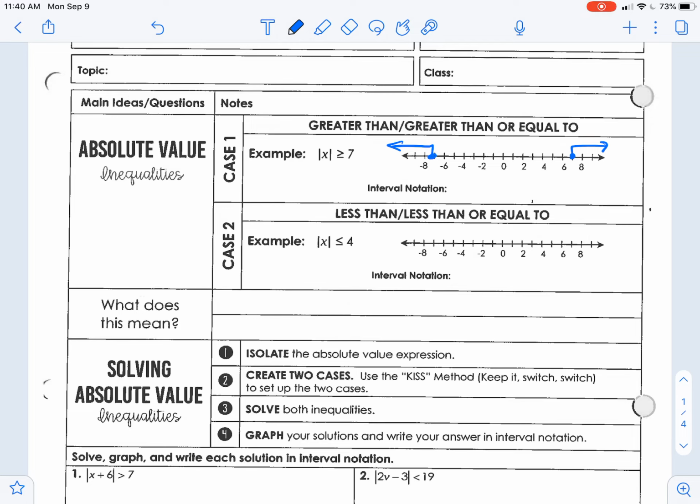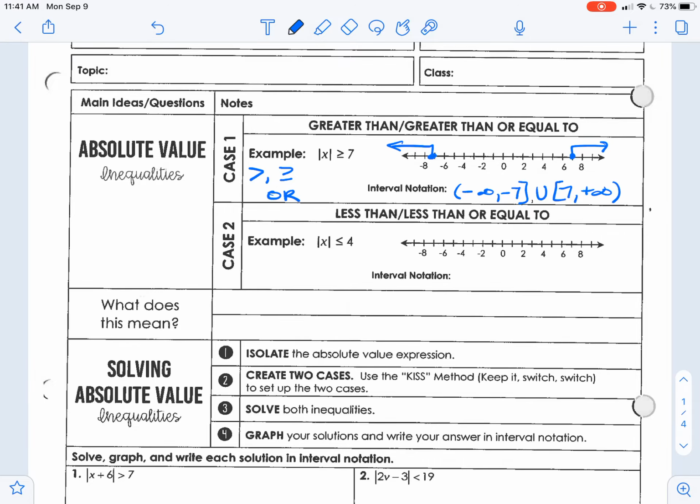And so for case 1, what we need to remember is that if I have a greater than or a greater than or equal to, either one, it is always an or. Always an or. And your typical answer will look just like what we just graphed there. So in interval notation, I would write this as negative infinity to negative 7 bracket, union with bracket 7 to positive infinity. Okay?